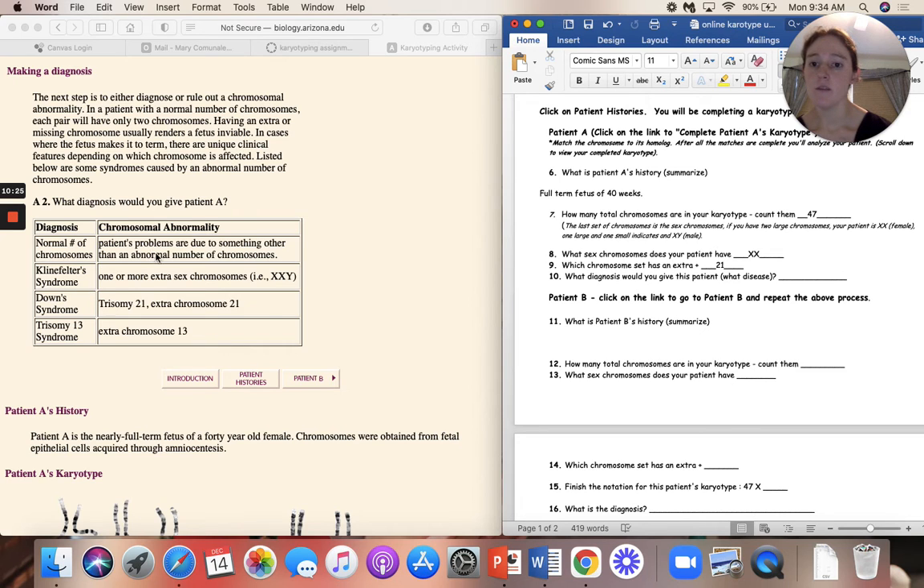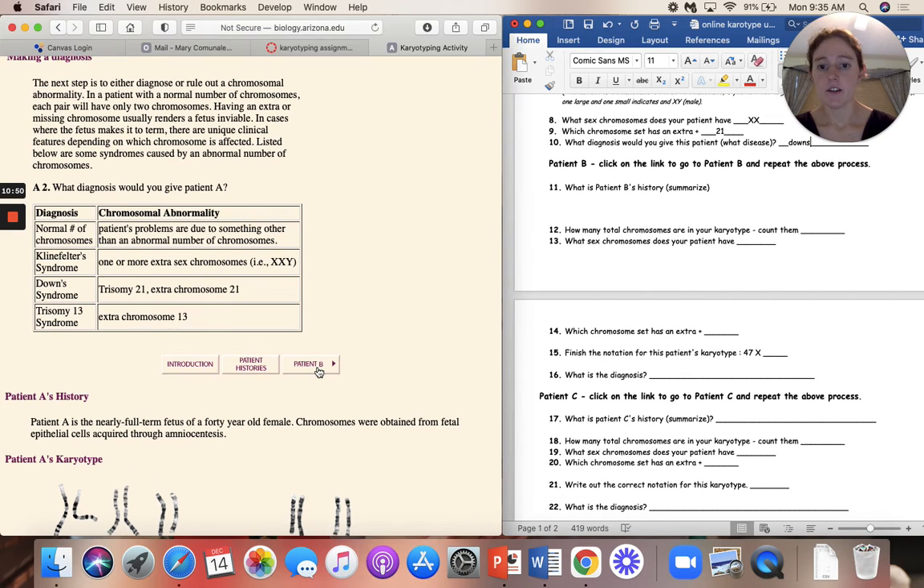So if we read through the chromosome abnormality, it says the patient's problems are due to something other than an abnormal number of chromosomes. 1 or more extra sex chromosomes, which we don't have. We only have 2 of those. Trisomy 21, an extra chromosome on 21, we do have that. We don't have an extra chromosome on 13, so I'm going to go with Downs for this one.